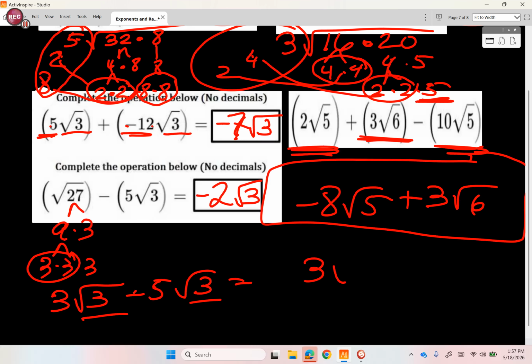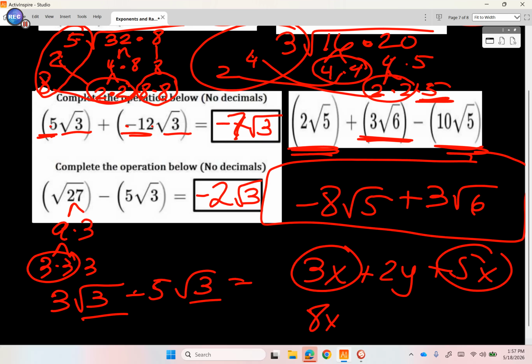Same thing if you had an expression, 3x plus 2y plus 5x. You can only put together those values because they're like terms. The other one just comes down. Same thing with radicals.